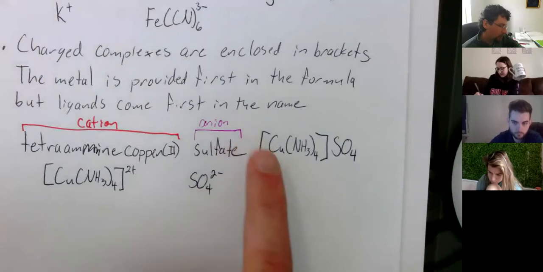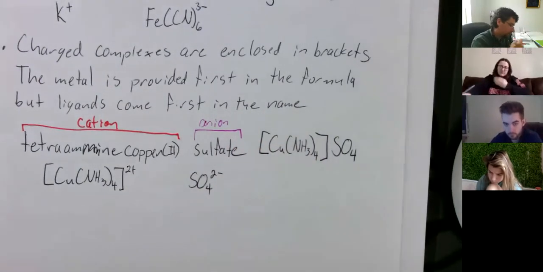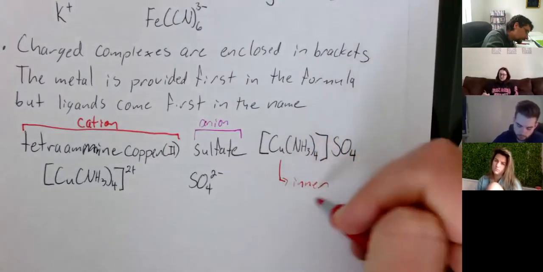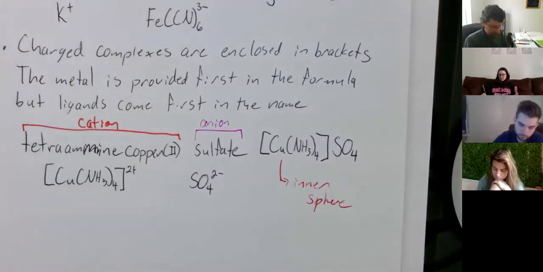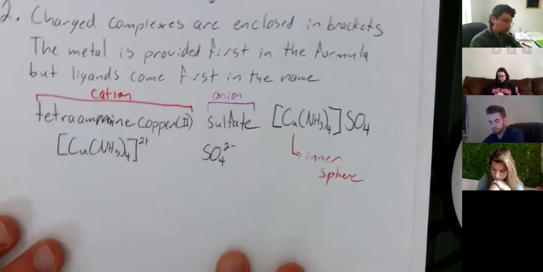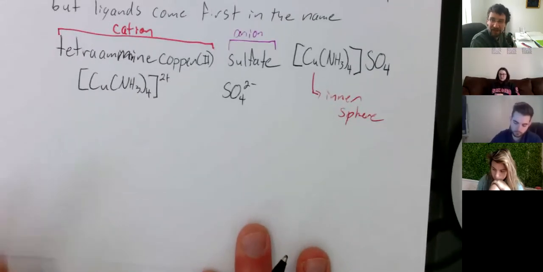Sometimes this portion that's in the bracket is called the inner sphere. Some people refer to it that way. Are there any questions so far? Okay, let's keep going then. We've got to get through 9 rules. We'll see how many we get to.